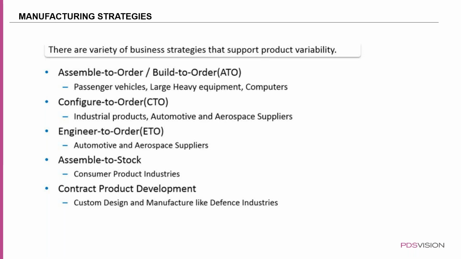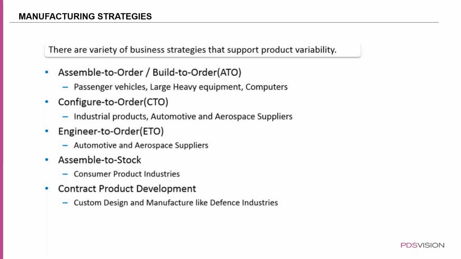But it also supports things like assemble to order or build to order. This is normally something used in the passenger vehicles industry, or where they build large heavy equipment, or things like computer equipment. Those computer components already exist, they're already manufactured and available. You build to order or assemble them based on an order. You don't have to go out and manufacture them first.